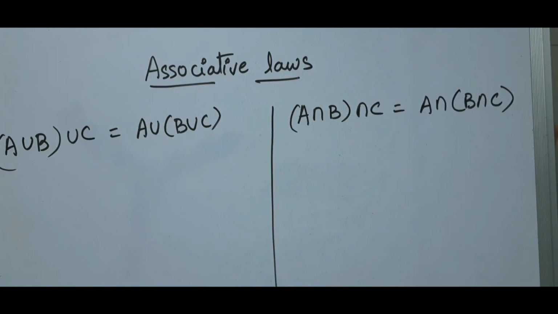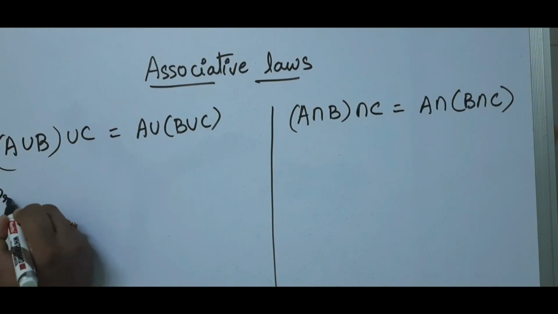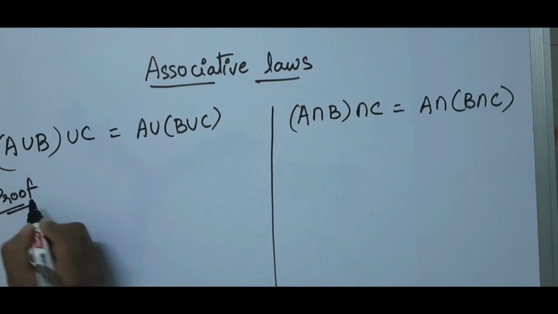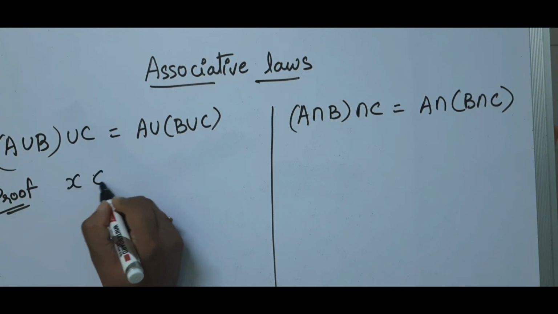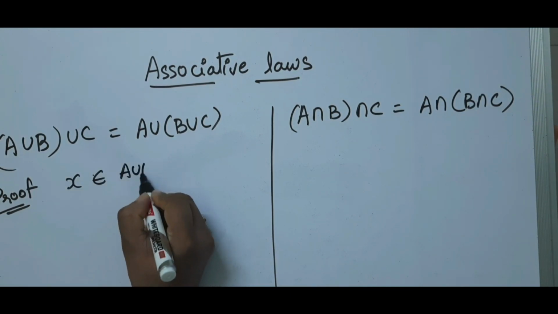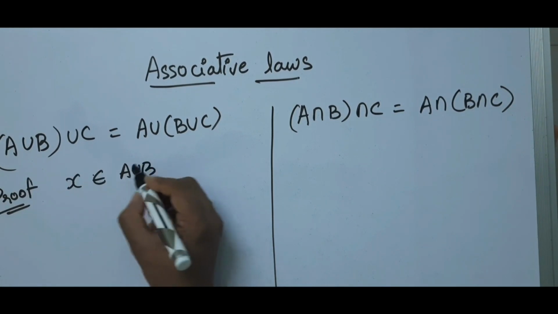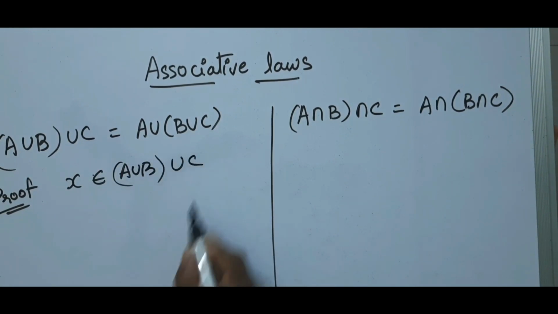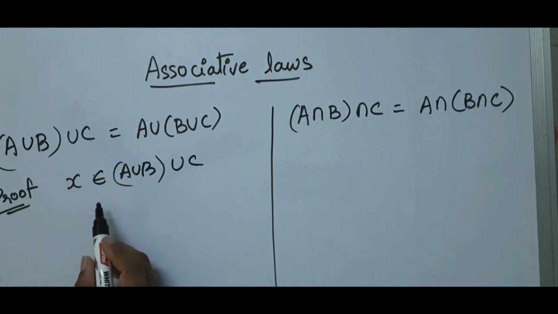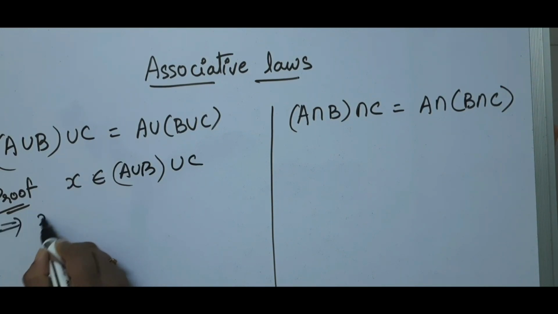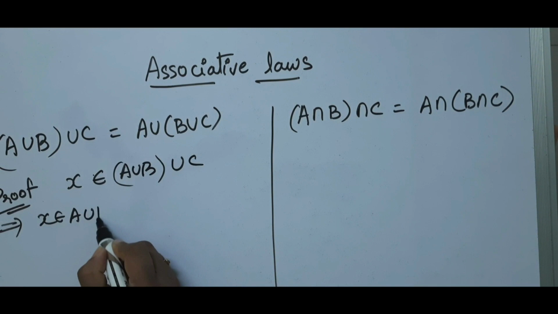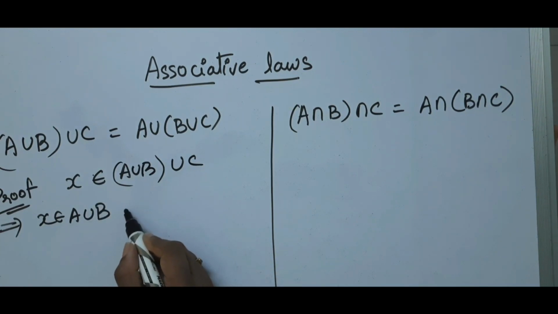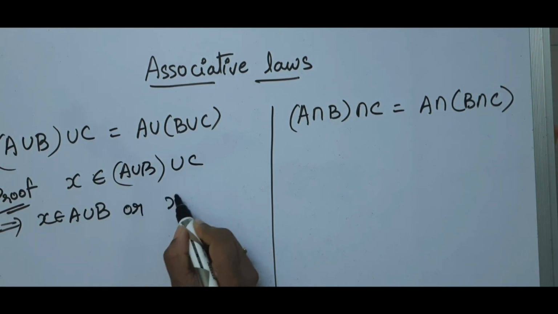Okay. Proof is, let us take any element X which belongs to the whole set, A union B union C. Okay. So this can be written as X belongs to A union B, as union is there, or X belongs to C.